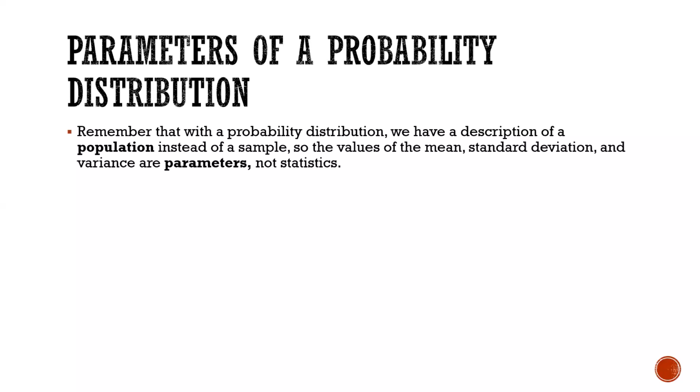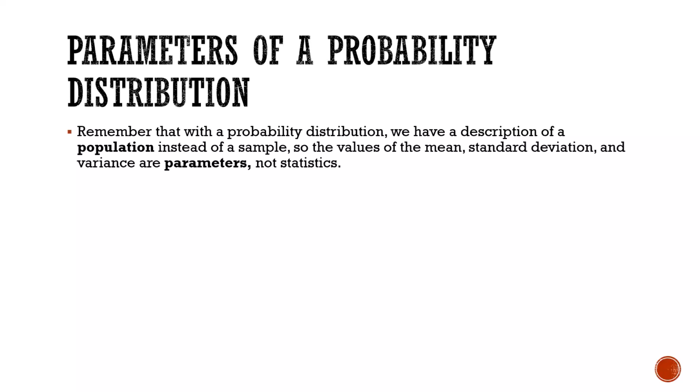With a probability distribution, we have everybody, so it is a population. So the mean, standard deviation, and variance of a population distribution is a parameter, not a statistic.